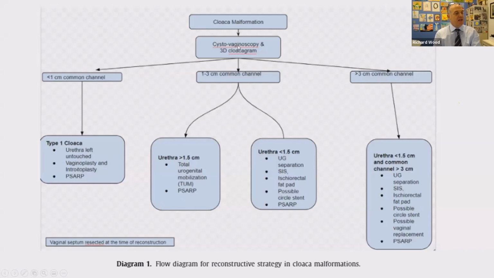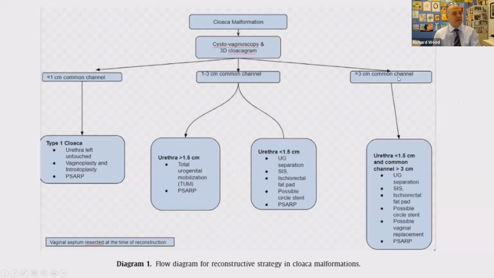If the cystovaginoscopy and cloacogram shows us that the common channel is between 1 and 3 centimeters of length, then the next step is to look at the urethral length. If the urethral length is more than 1.5 centimeters, then we know we can do a total urogenital mobilization and a PSOB. If the urethral length is less than 1.5 centimeters, we need to do a separation, protectile repair, and do a PSOB.